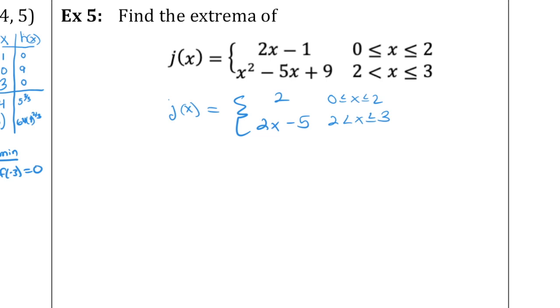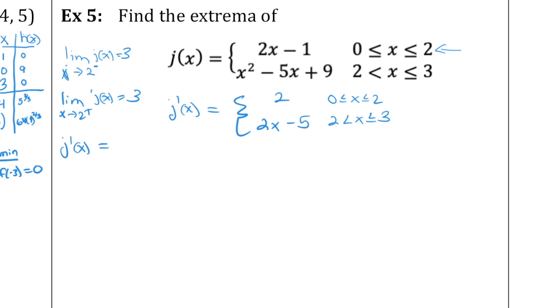Was the function continuous? When we found the limit as x approaches 2 from the left, using the interval 0 less than or equal to x less than or equal to 2, the answer is 3. As x approaches 2 from the right for j of x, you also get 3. So it is continuous, but is j prime of x continuous?